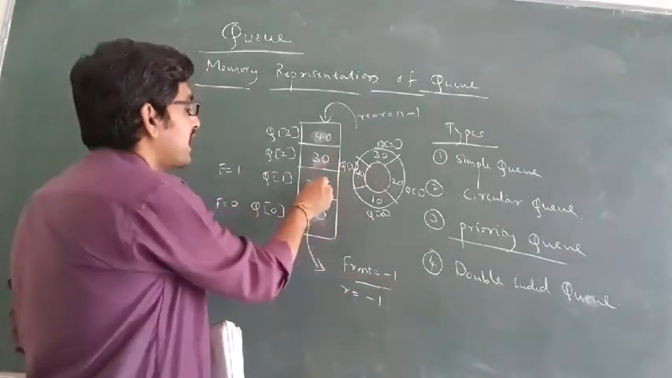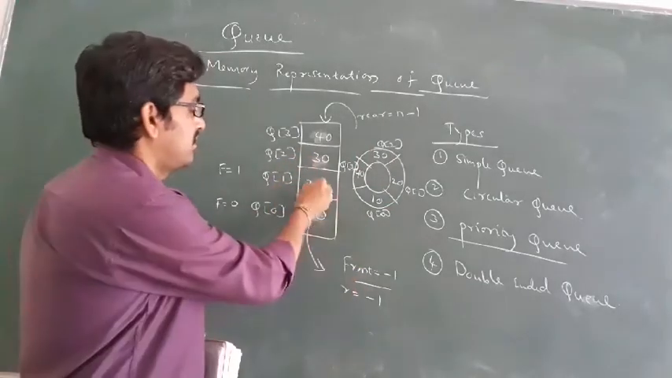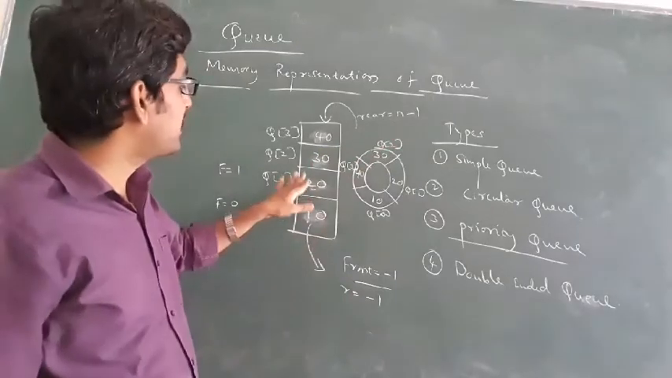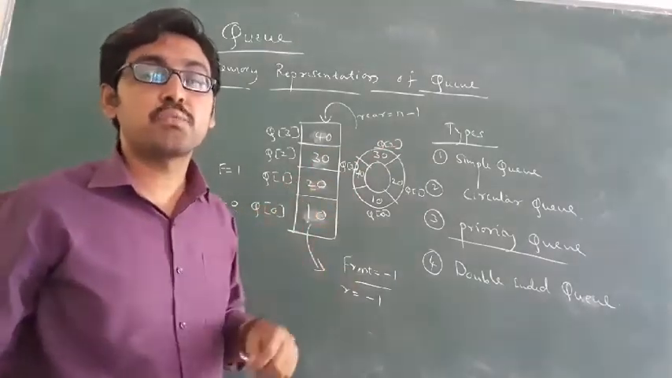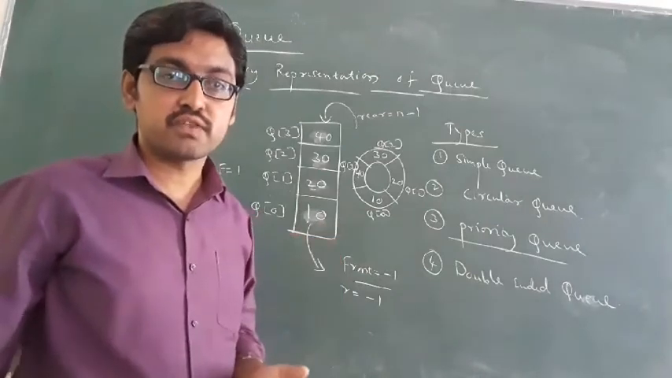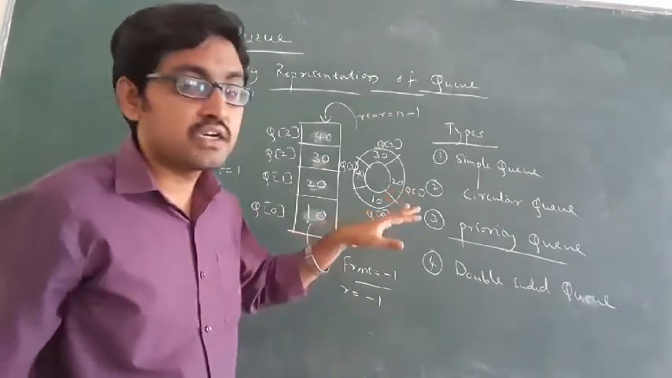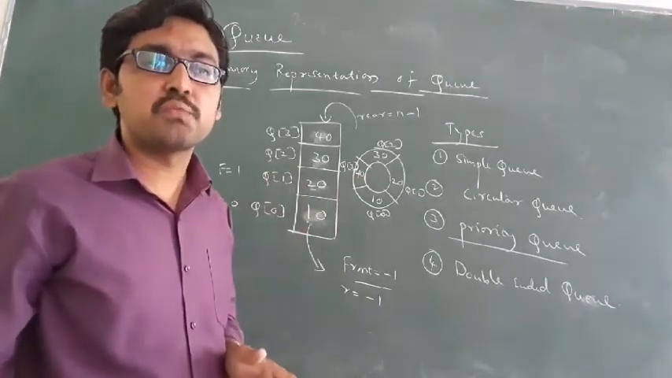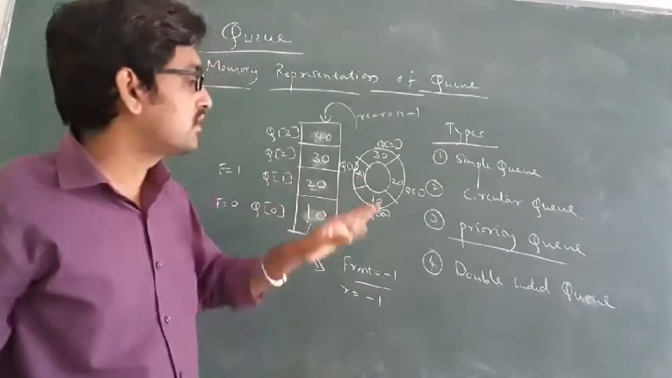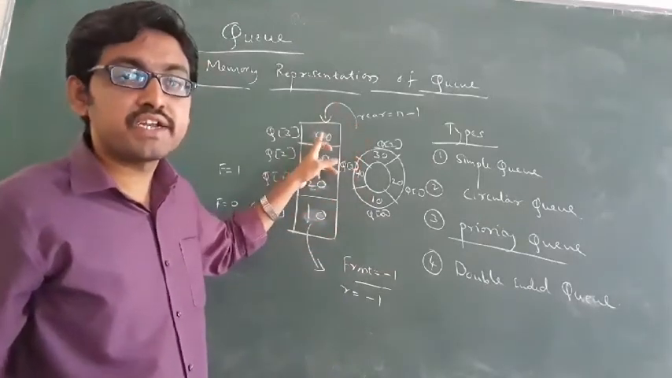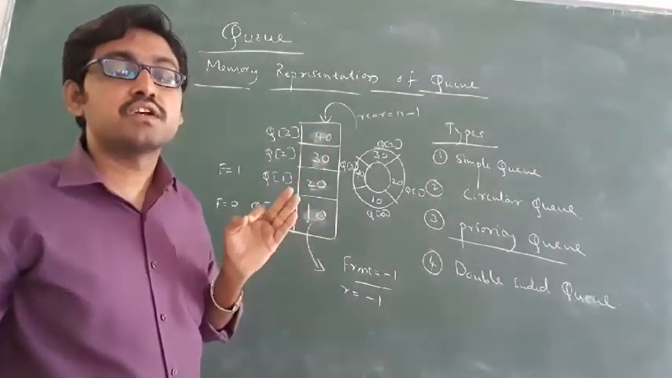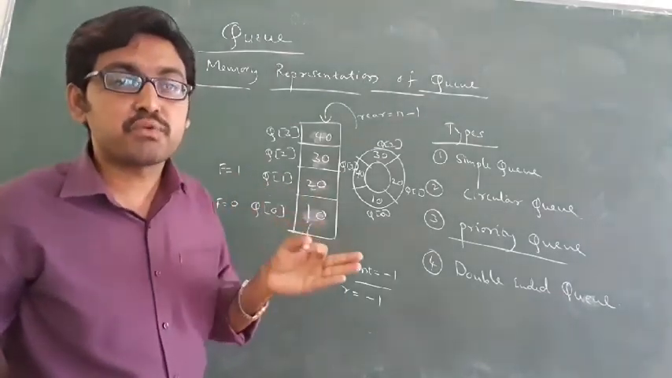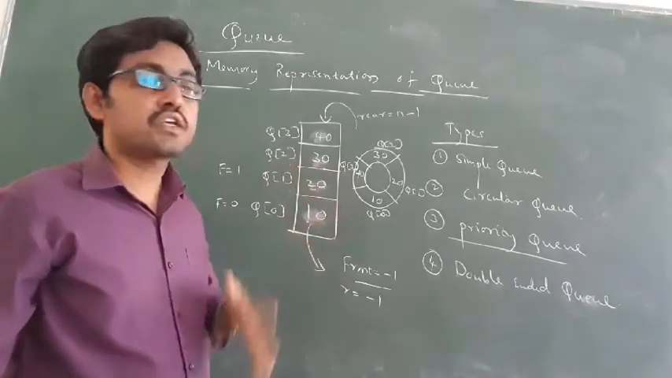You can insert the element directly in the middle. You can delete any middle element in a priority queue, but you can study it in detail at degree level. For now you need only the definition. Priority queue means a queue where the elements can be inserted and deleted depending on their preference or priority. That is called a priority queue.